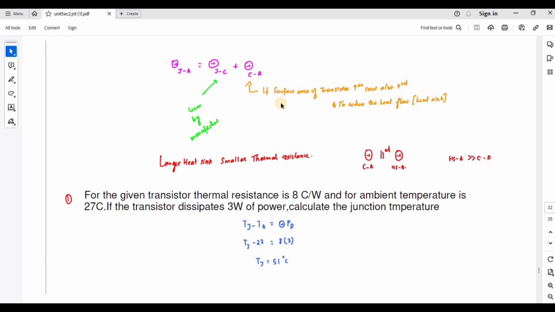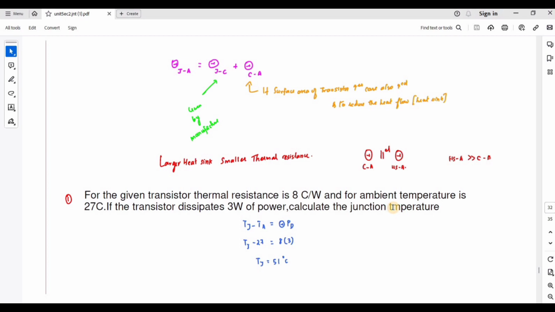So let us discuss one problem. For the given transistor, the thermal resistance is 8 degree C per watt, and the ambient temperature is 27 degree C. If the transistor dissipates 3 watts of power, that is Pd is equal to 3 watt, calculate the junction temperature.